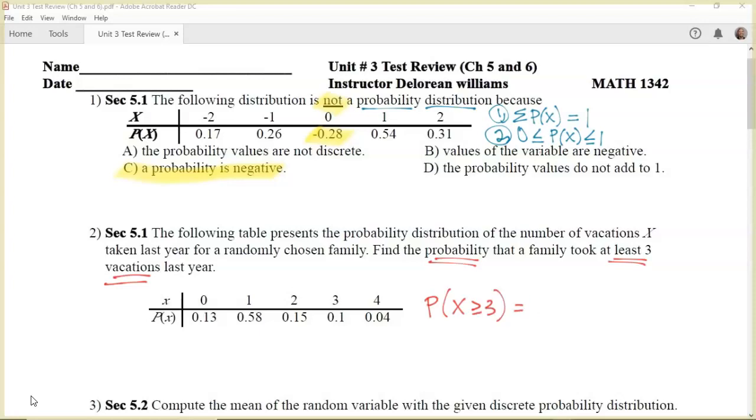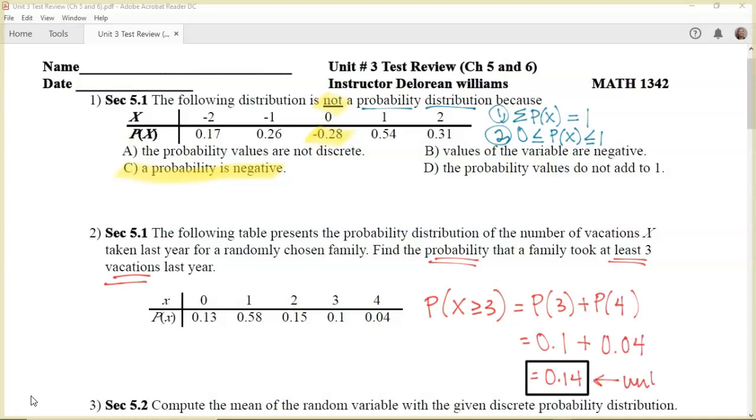So it can be 3 or 4, and the word or tells us that we can add the probabilities together. So we want the probability of 3 vacations plus the probability of 4 vacations, which is 0.1 plus 0.04, which is 0.24, or 0.14, sorry. So there's a 14% chance that a family took at least 3 vacations, which is an unlikely event, right? We talked about that in the beginning of Unit 2.